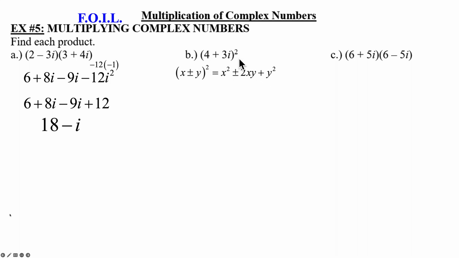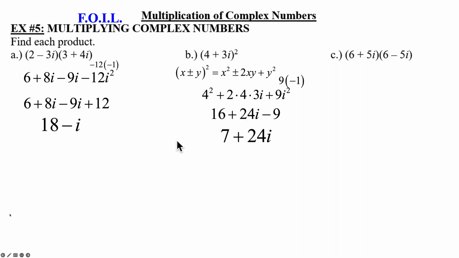So if I use that here, I will have 4 squared plus 2 times 4 times 3i plus 3i, all that squared, which is 9i squared. The i squared becomes a negative 1, which makes this a minus 9. Multiply everything out, subtract the 9 from the 16, 7 plus 24i.